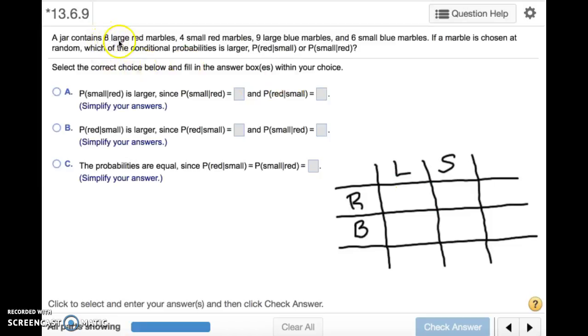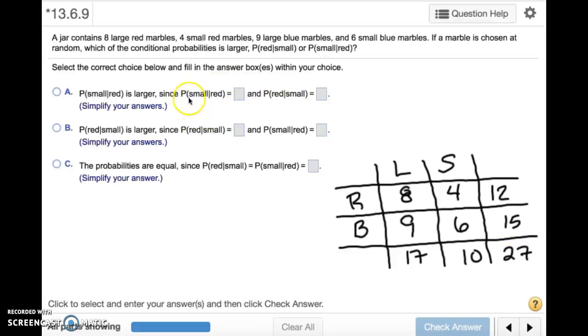So it says I have 8 large red marbles, so that goes here. I have 4 small red marbles. I have 9 large blue marbles. And I have 6 small blue marbles. Right, so if I add these up, I get 17 marbles that are large, 10 that are small. I have 12 red marbles, and I have 15 blue marbles, and that gives me a total of 27 marbles.